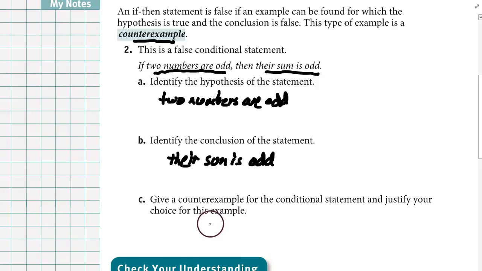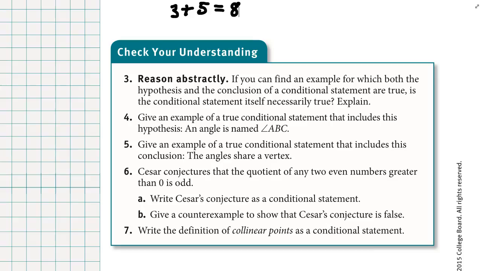A counterexample means we want to find an example of two numbers that are odd, but in our example, the sum doesn't turn out to be odd. So here are two odd numbers, 3 and 5. Let's sum them, and notice that the sum is 8, an even number. So this example shows that that original sentence was a false sentence. An example that shows that something is false is called a counterexample. Here are some check your understanding questions. I'll pause the video for you to solve these.